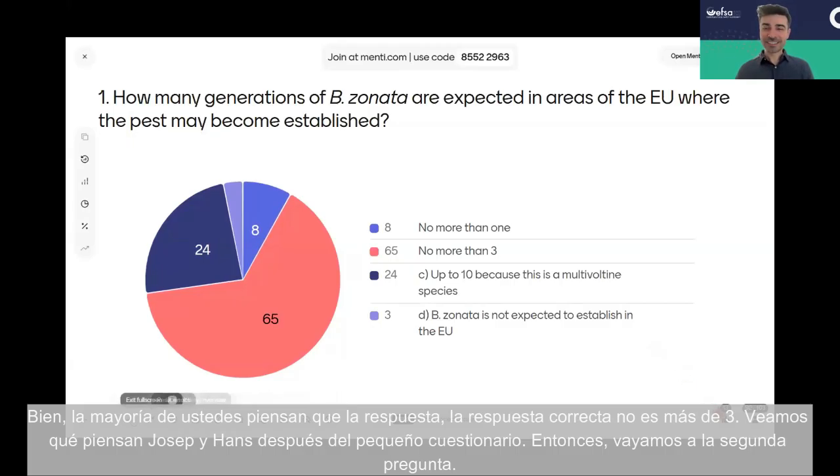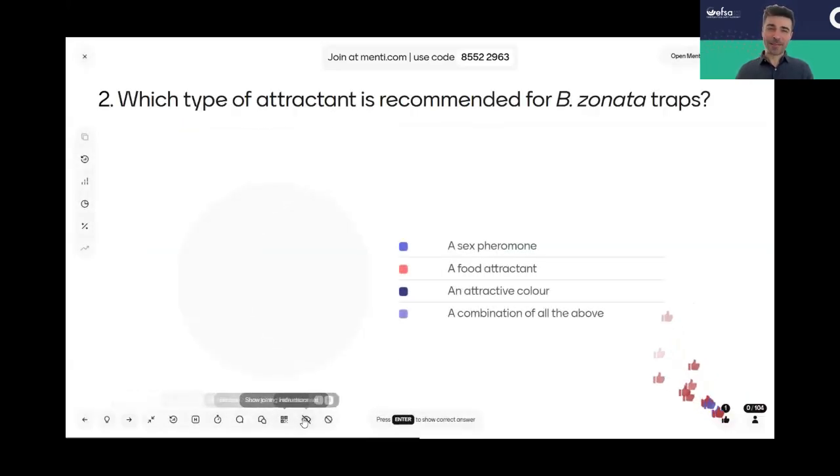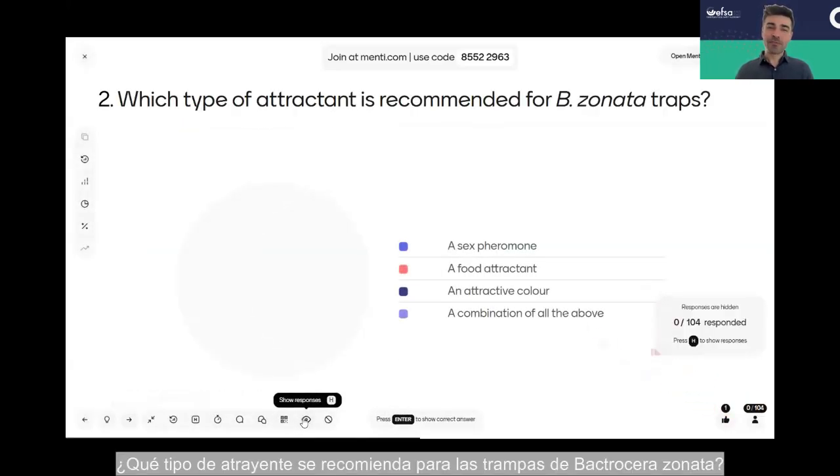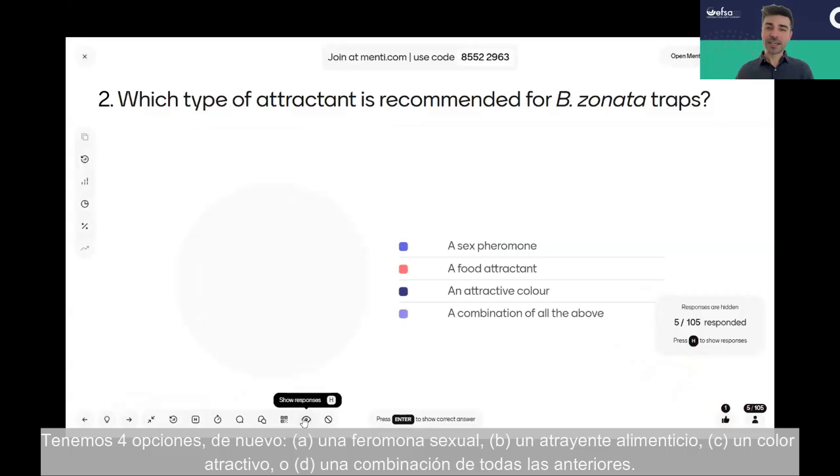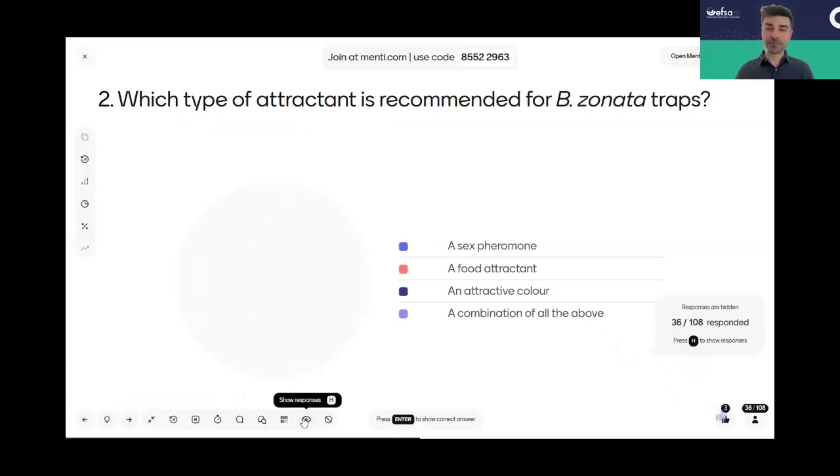So let's go for the second question. Which type of attractant is recommended for Bactrocera zonata traps? We have four options again: a sex pheromone, a food attractant, an attractive color, or a combination of all the above.